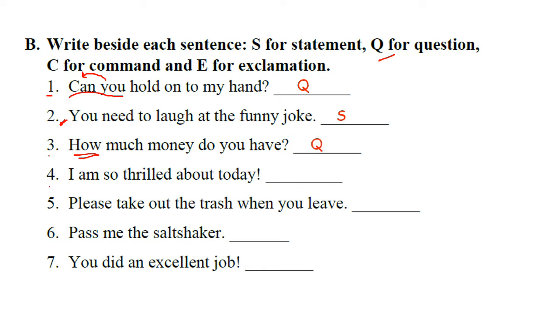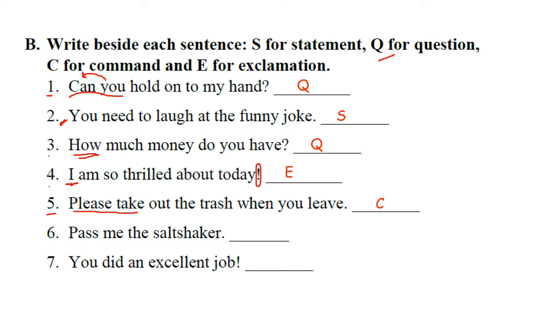Number 4, I am so thrilled about today. You can see that there is excitement in the way I'm reading the sentence, and it ends with an exclamation mark. It begins with a capital letter. So this one is an exclamatory sentence. Number 5, please take out the trash when you leave. Please. I started with a polite request. Please, could you do that for me? So this one we can say is a command. There's no doubt about this.